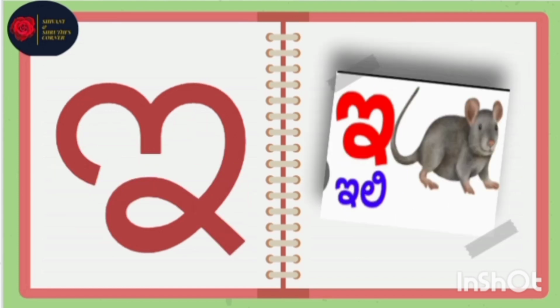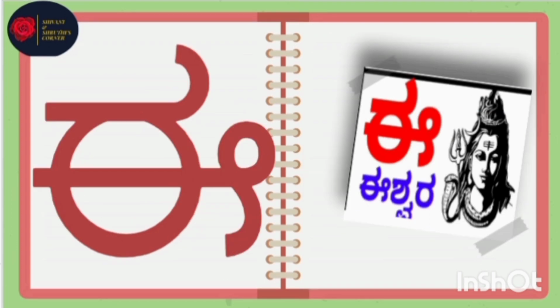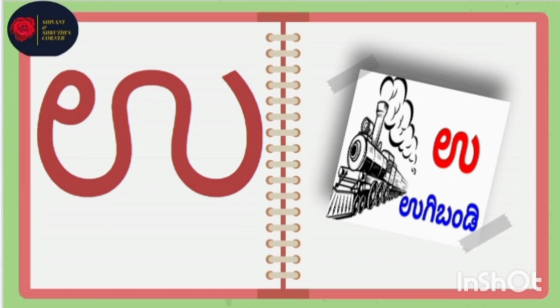I. I is Hrasvaswara, less time it takes. And I, example is Ili. Ili means rat. Ee. Ee for Ishvara. Ishvara means God or Shivji. Okay, so Ee is Dirghaswara because it takes long time to be pronounced. U. Ugi Bandi. Ugi Bandi means train. So U is taking very less time to be pronounced. So it is Hrasvaswara.